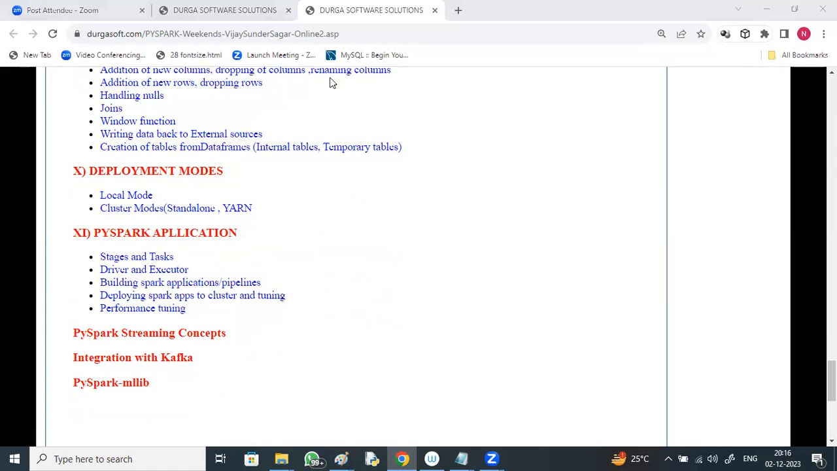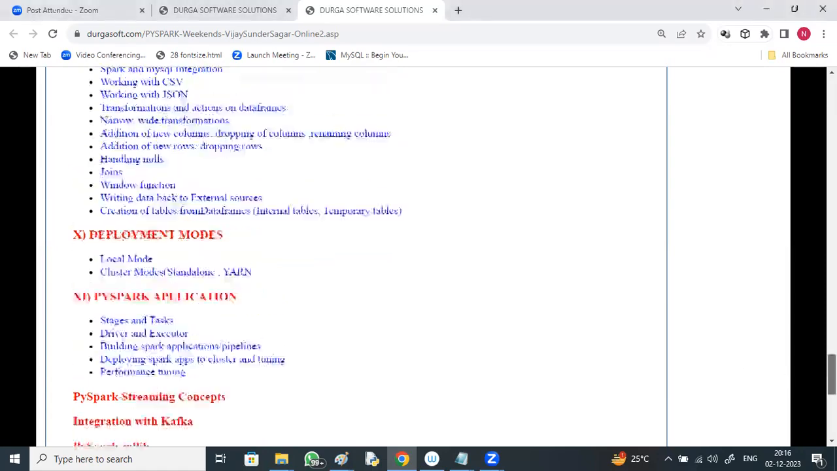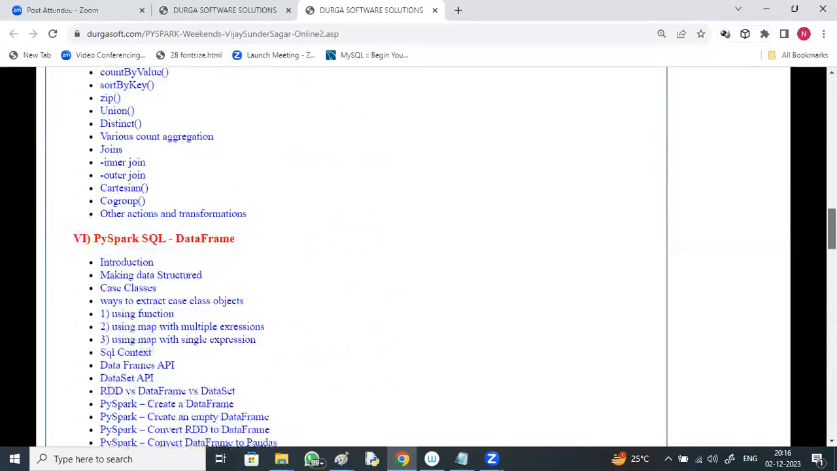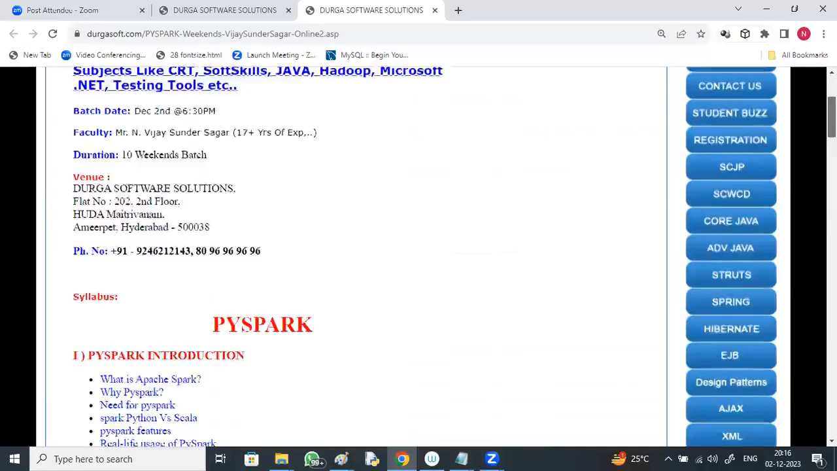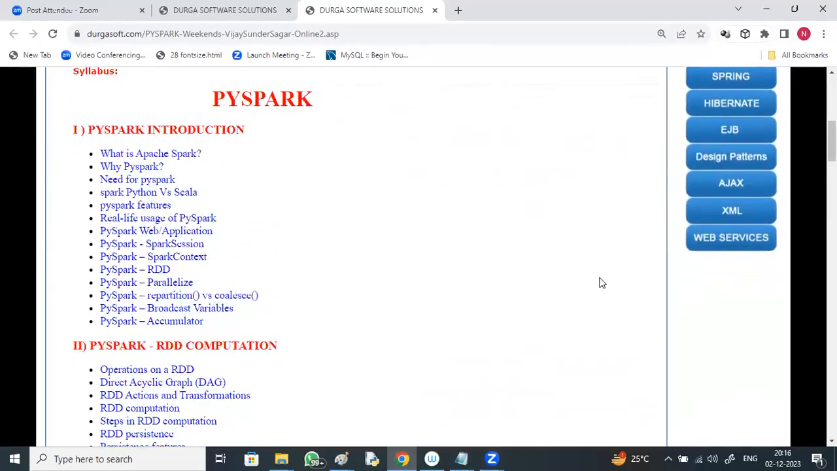Sir, what is the database for this PySpark? What is the database we use? In Hadoop and PySpark, we won't use a database because databases have a lot of drawbacks. Instead, we are using a file system, Hadoop distributed file system. But databases means you are going to pull the data from a database. How to pull the data?